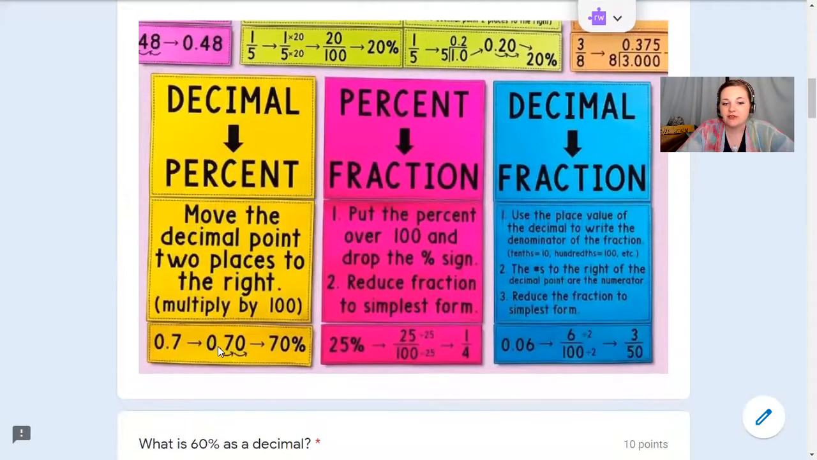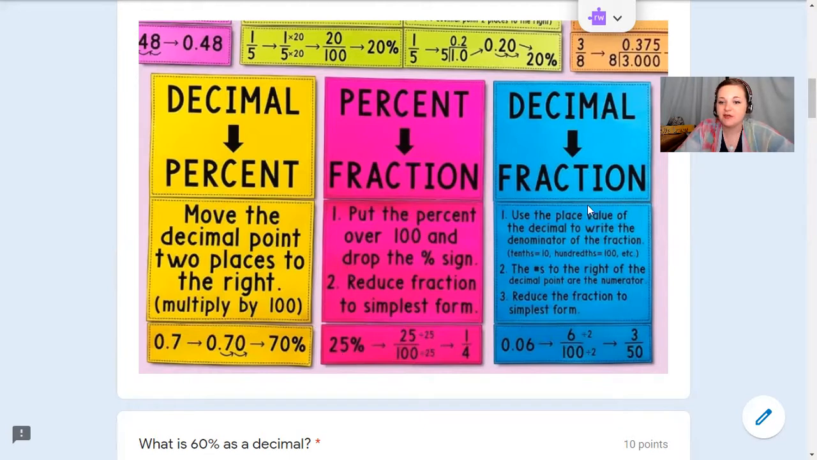So from a decimal to a percent, you can see move the decimal places 2 places to the right, or you can multiply it by 100. Percent to a fraction, you're going to put the percent over 100, drop the percent symbol, then reduce the fraction to its simplest form, because every percent is over 100. Per 100 is what percent means.